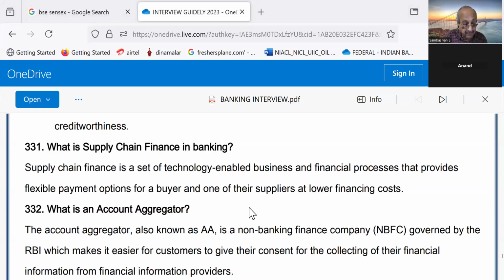What is account aggregator? The account aggregator, also known as AA, is a non-banking finance company (NBFC) governed by the RBI, which makes it easier for customers to give their consent for collecting their financial information from financial information providers.